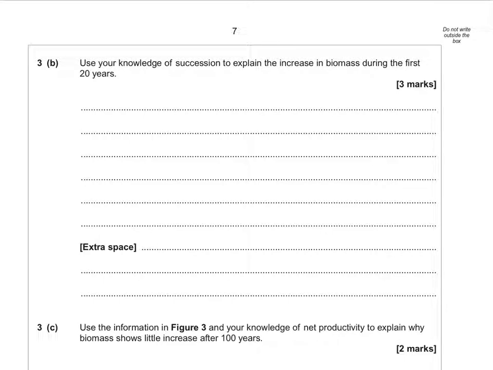3B is quite a simple answer. Basically it's using your knowledge, so again it's learn and churn, looking at succession. So they want you to talk about pioneer species firstly, and then how over time abiotic conditions change. You get more habitats or niches, and then you get an increase in number and species diversity of plants and animals. Most students did very well on that question.